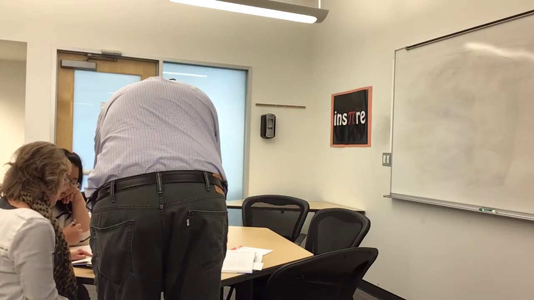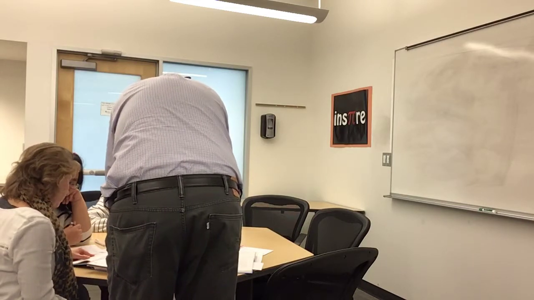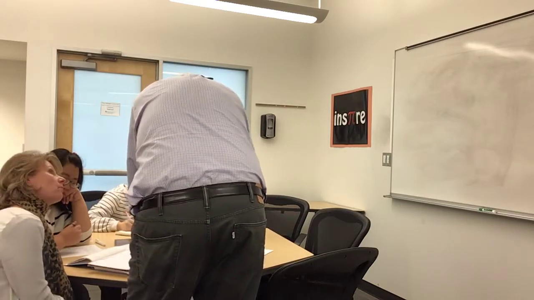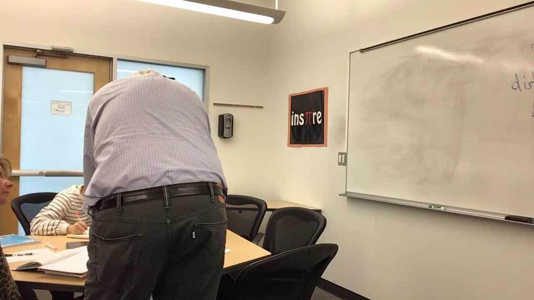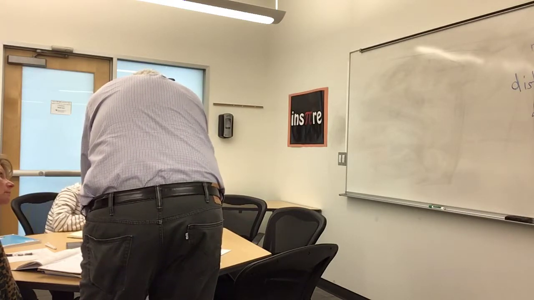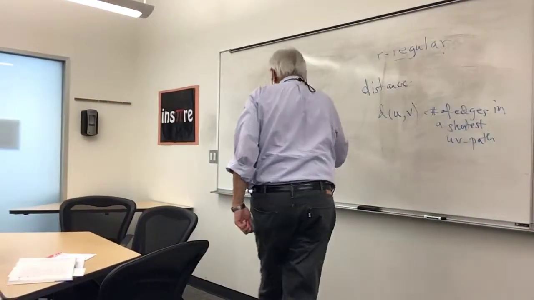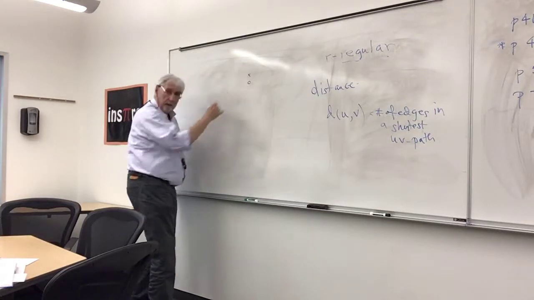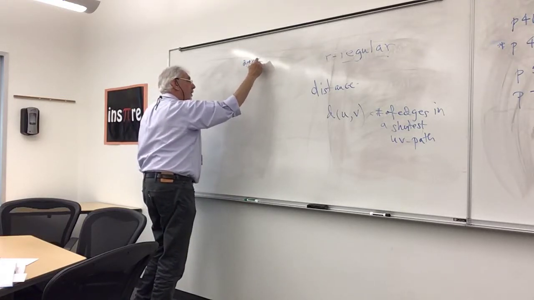Okay, one more time. Let G be a regular connected graph which is not complete. Show that there exists a vertex w such that... So I'm going to take a vertex x. It's not complete, so there is a vertex that's not adjacent to x. Let x be one of those. So the degree of x is less than or equal to n minus 2.